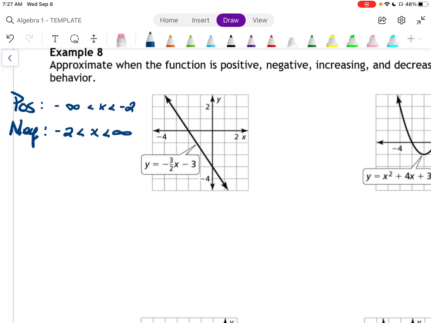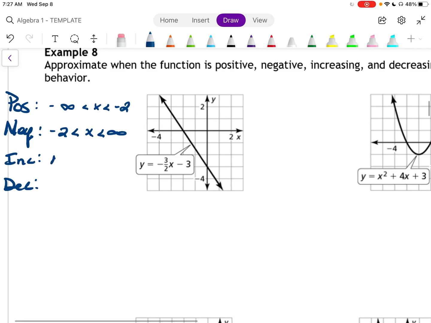Now let's talk about increasing, decreasing. Increasing. Think about your car driving from left to right. Would this ever be going uphill? And no, it's not increasing, so we say none. For decreasing, it's going to be decreasing always. So I'm going to say that this is negative infinity, less than x, less than positive infinity. Right? So x is just everything.